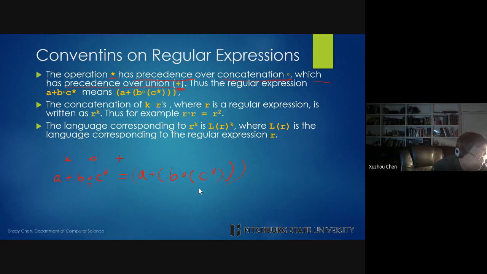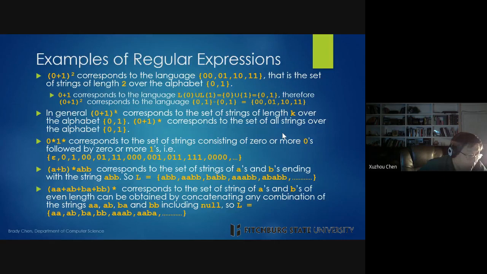So, and also you can use R squared to represent R concatenate with R. And R to the K means R concatenate with R and concatenate with R again, K times. Okay. So L(R) is the language corresponding to the regular expression. So now this is a notation we can use. And here are some examples.